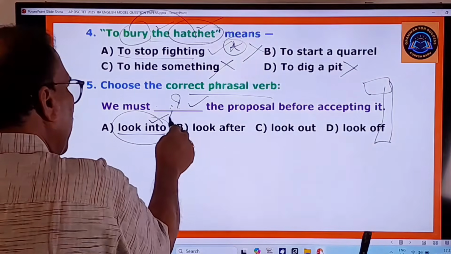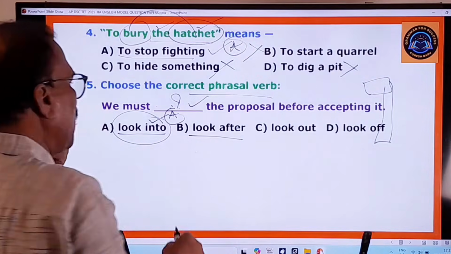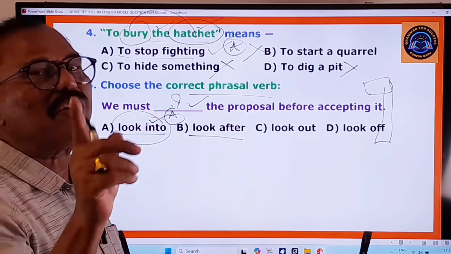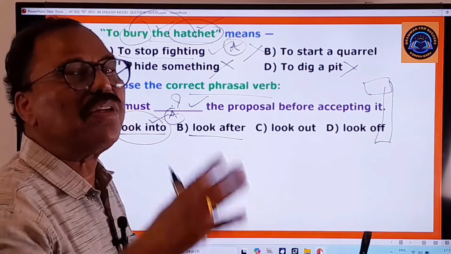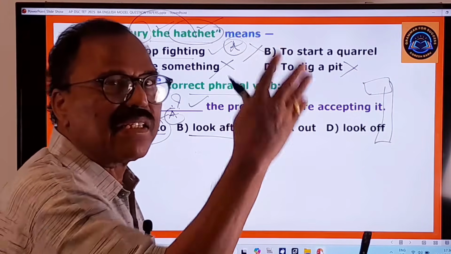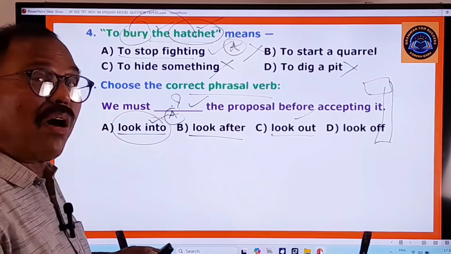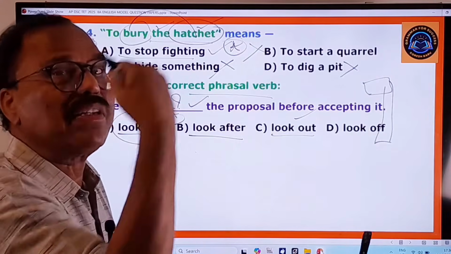So therefore this A is the right one, and this look after is not the right one, because look after means to take care of. Who is looking after your sister? Who is looking after your parents? Look after means to take care of. And here look out. Look out also means to take care of oneself.